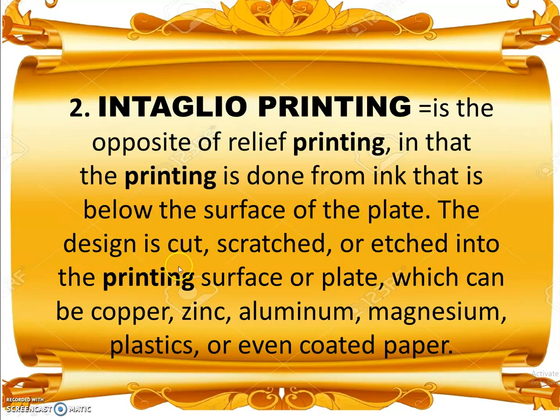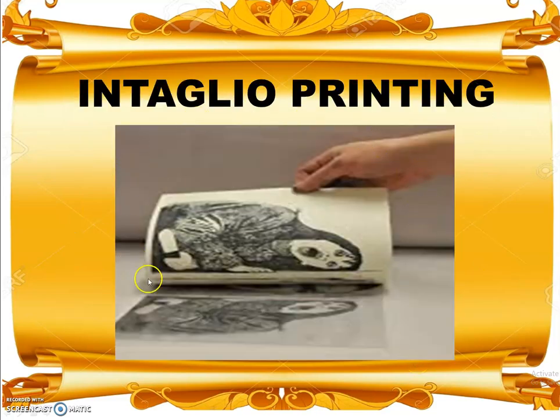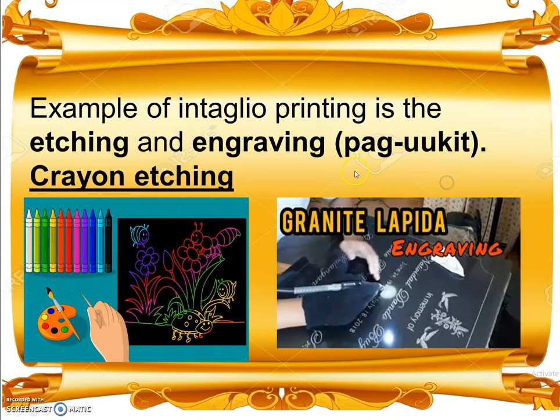The design is cut, scratched, or etched into the printing surface or plate, which can be copper, zinc, aluminum, magnesium, plastic, or even coated paper. This is the sample image of intaglio printing. An example of intaglio printing is the etching and the engraving, or pag-uukit in Tagalog.